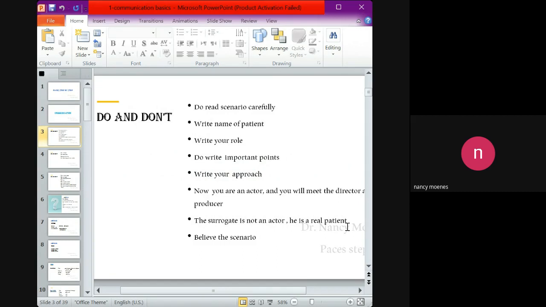And after you write this, I need you to prepare yourself. You are now an actor. You will enter a station and talk with someone who is an actor also, and you need to believe this scenario. You need to act very well, because you now have the producer and the directors, and they are just assessing you to know whether you can fit the role, or they will search for another one. So you need to act very well.